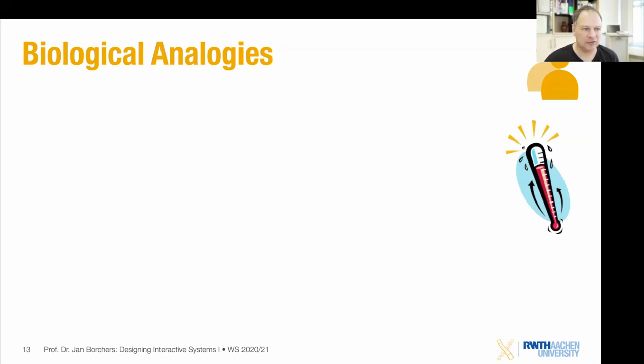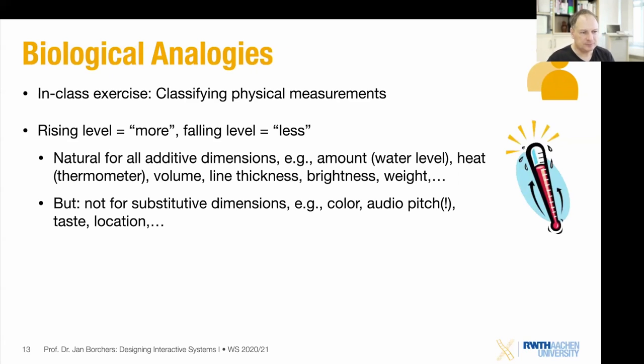Okay, so we got a lot of them here. Water level, heat, volume, line thickness, brightness, weight, all these things have an agreement for additive dimensions. For substitutive dimensions, we do not have these, right? Color, the audio pitch that I mentioned, or taste, or location, for example, is also not one that you can clearly arrange.